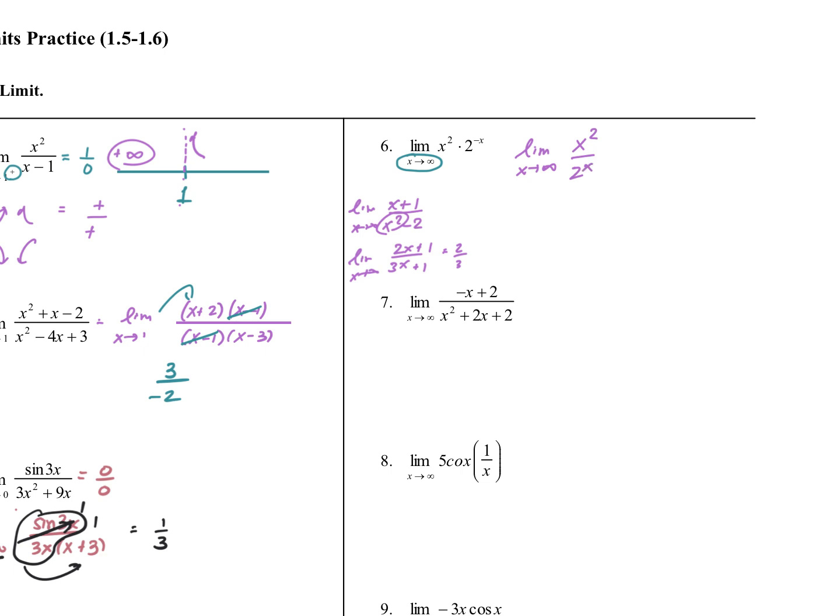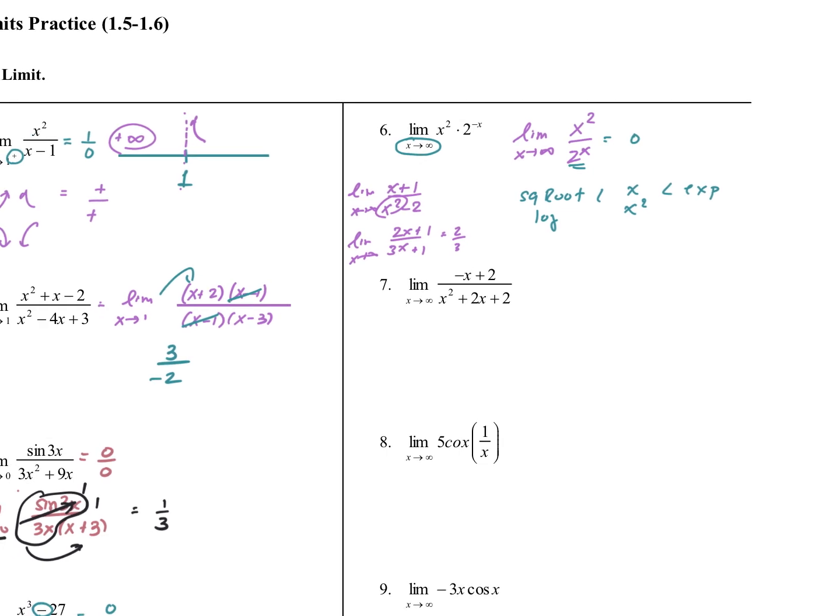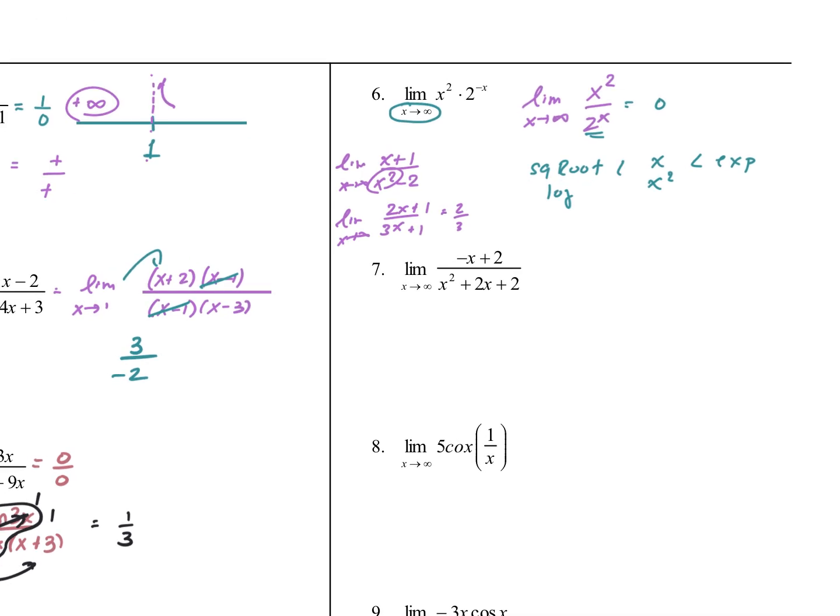The slowest one is square root, or a log. The middle one is x squared, and then the end one is exponential. Exponential is by far the strongest for what we deal with. So the bottom's bottom heavy, you can think of it like that. So this would go to 0 for number 6. Number 7 is just bigger on the bottom, so it's going to go to 0 for number 7.